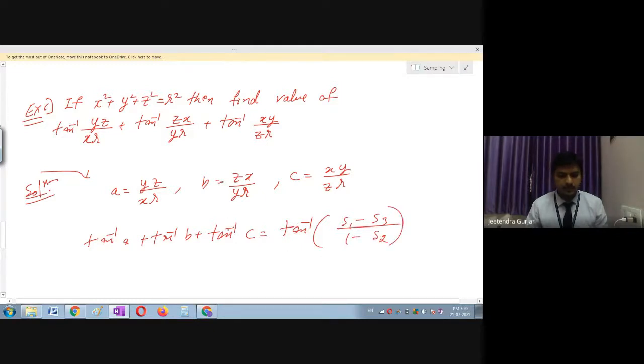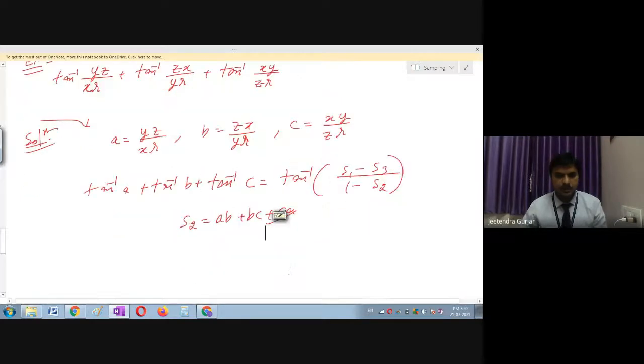So when you substitute, you get back this answer. So therefore, what will be S2? S2, you have to remember, this is AB plus BC plus CA. This is a trick, you have to remember these two lines. So just substitute the values. So if you take A and B, just go on substituting here YZ upon XR, you'll find the answer.